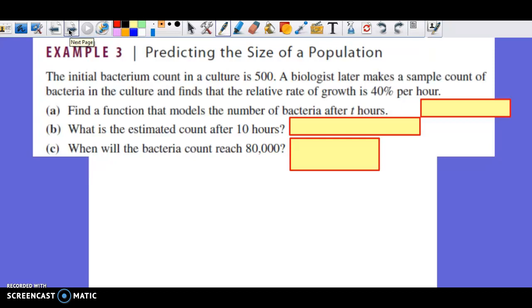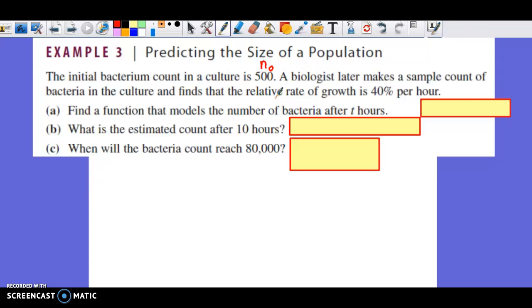Alright, so this time we're talking about bacteria again. We have our initial amount is 500. At this point, you could probably go ahead and try to do some of these on your own. So just pause it as you feel ready to start doing these on your own, and then play it when you're ready to hear me yap about the problem.